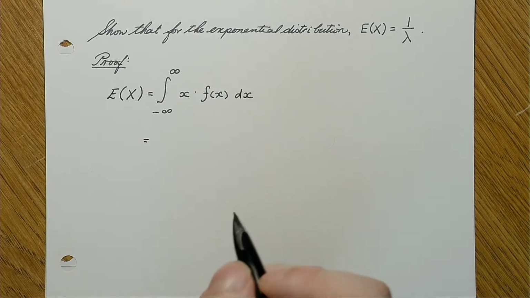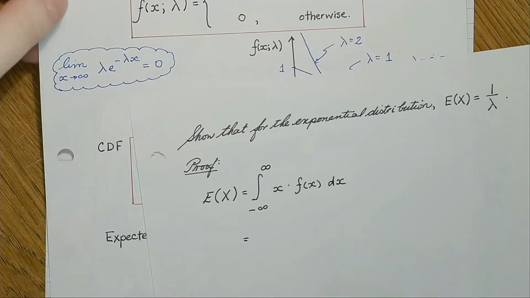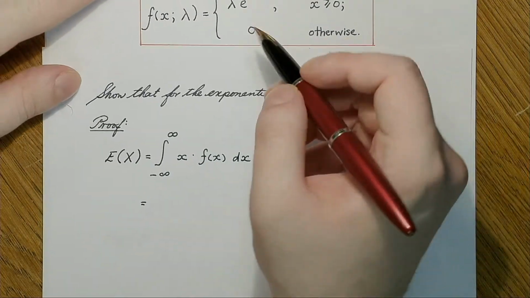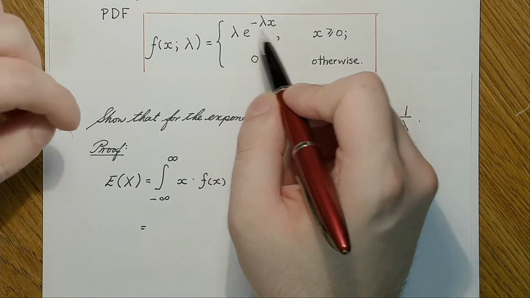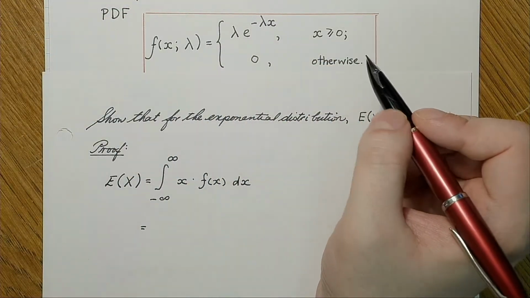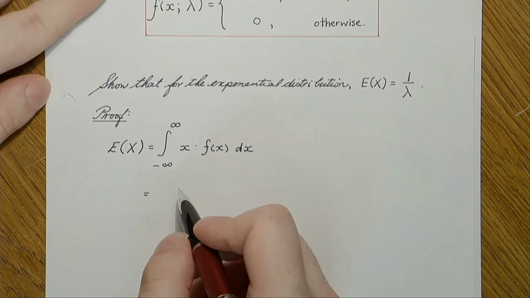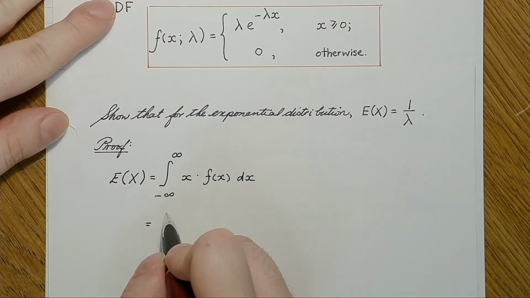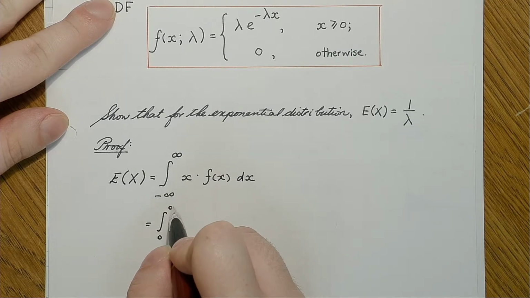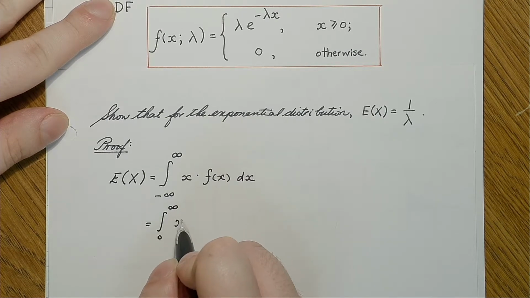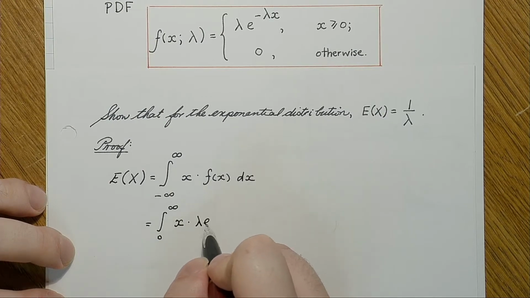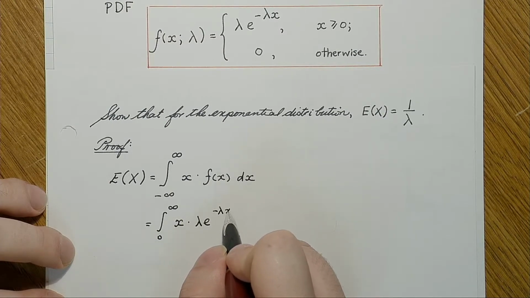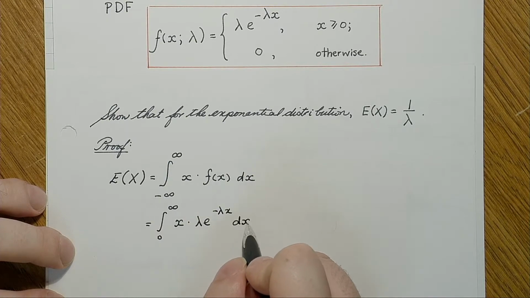And again, we just need to look at the domain. So we see that it's non-zero when x is greater than or equal to 0. So I just have to integrate from 0 to infinity. So here's x, and I copy down my PDF: lambda e to the minus lambda x dx.